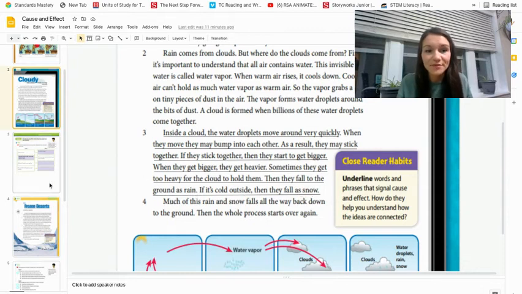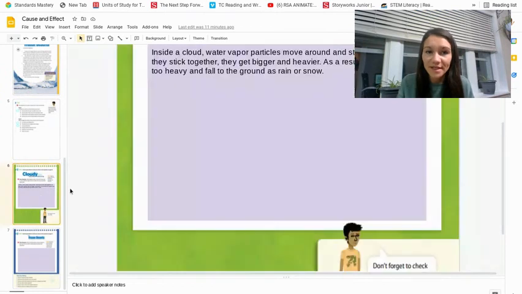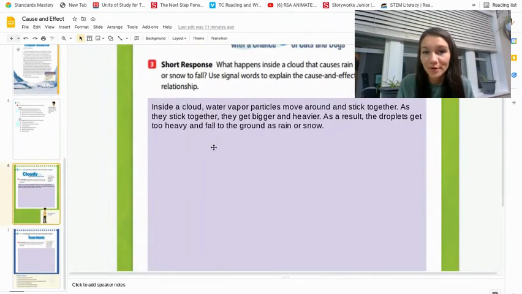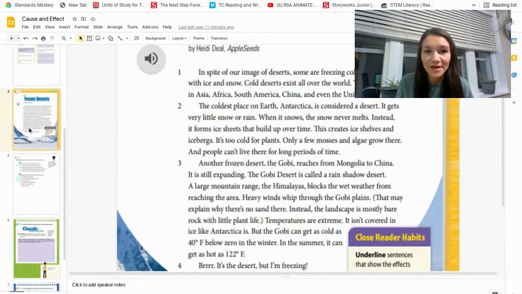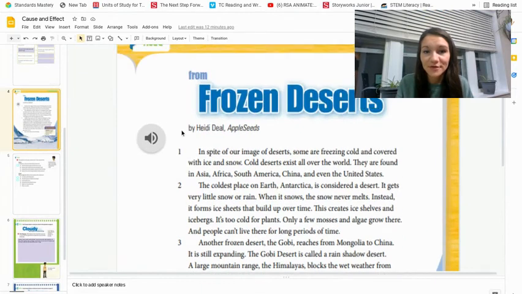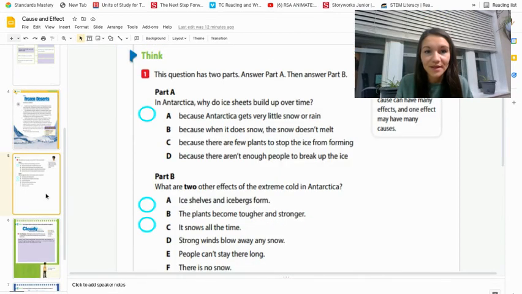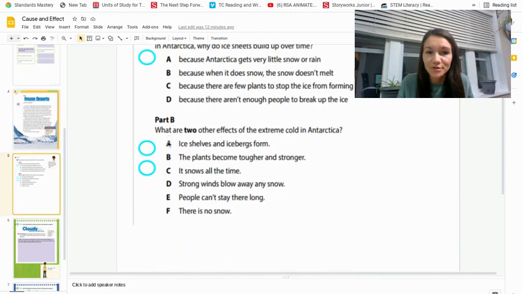So look at how I'm using that information from the text, but I'm paraphrasing it to put it in my own words to form my paragraph. You are going to do your own work with cause and effect relationships by reading from Frozen Deserts. You can click the audio to follow along if you need to. Then you're going to answer these questions. In Antarctica, why do ice sheets build up over time? Okay. Tell what is the cause of that. And then make sure you choose 2 other effects of extreme cold in Antarctica.